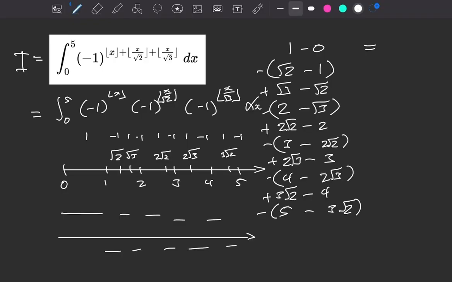So final step is to add up how many root 2s, how many root 3s, and how many integers we have. Ends up being 6 root 3s plus 8 root 2s, take away 21.